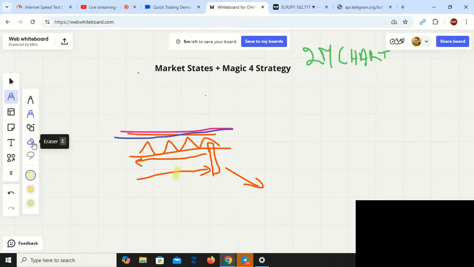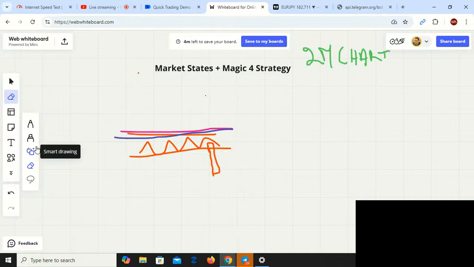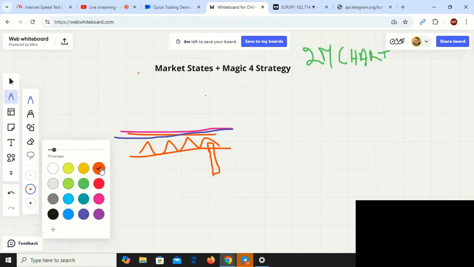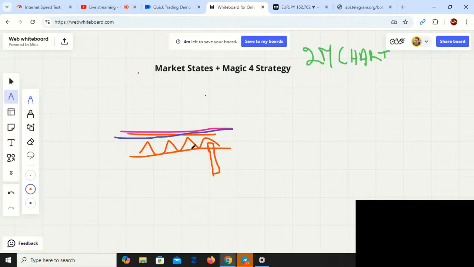Second event is a topping tail bar. It should look something like this. Power big bar with a tail, long tail, and a small body. Boom, this is your entry point, right? 4 to 6 minutes to the downside.